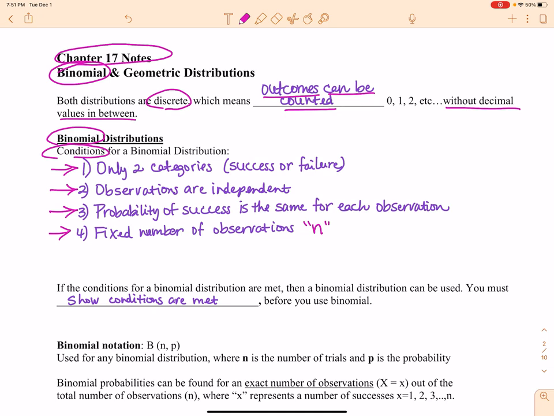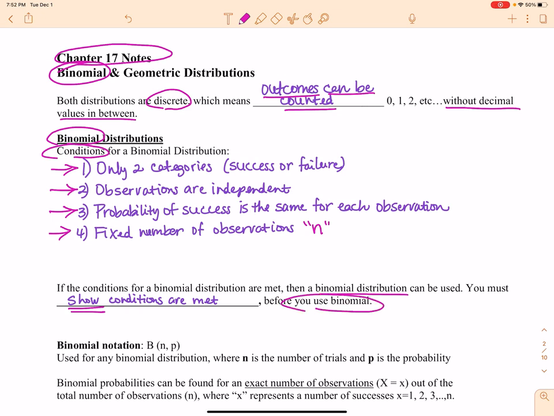Okay, so here's the deal. If the conditions for your binomial distribution are met, then you can use all of the rules associated with a binomial distribution. But you must show that the conditions are met. And you don't have to write out full sentences or anything. I'm going to show you an easy peasy, lemon squeezy way to do it. So please keep in mind, though, that if you have not shown that these conditions are met, then you can't use binomial rules.